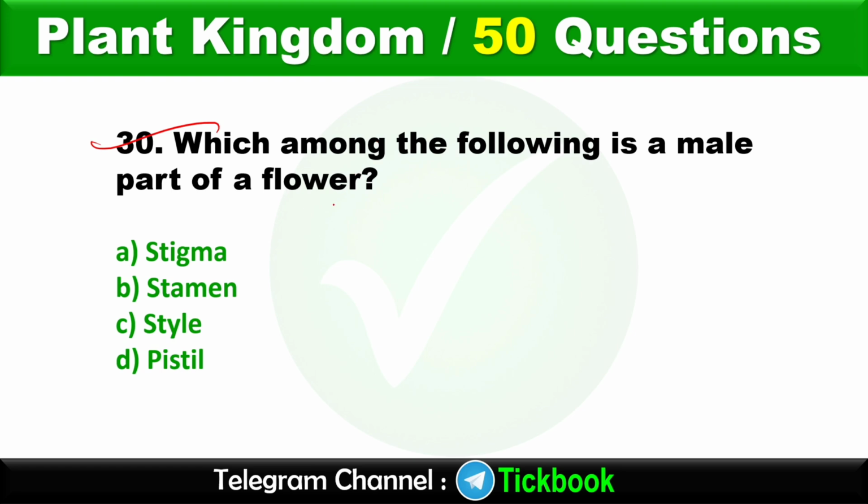30. Which among the following is the male part of flower? Option number B, stamen is the male reproductive part of a flower, and stigma, style or pistil is a part of the female reproductive part of a flower.